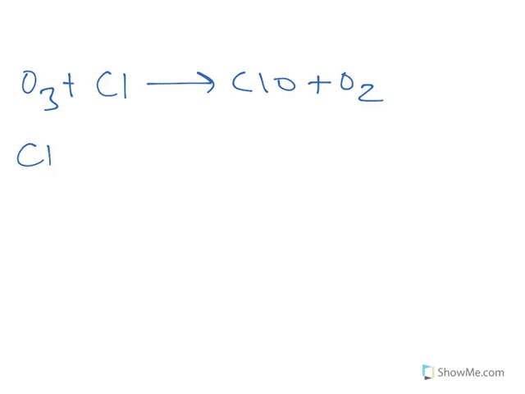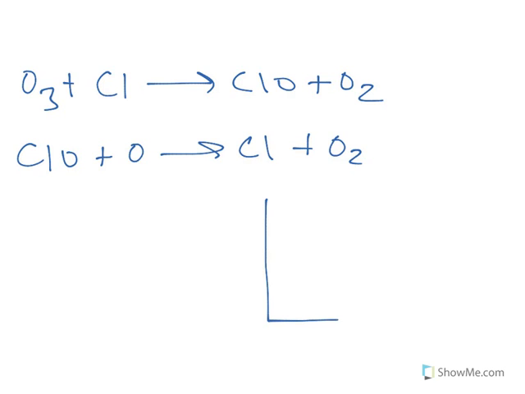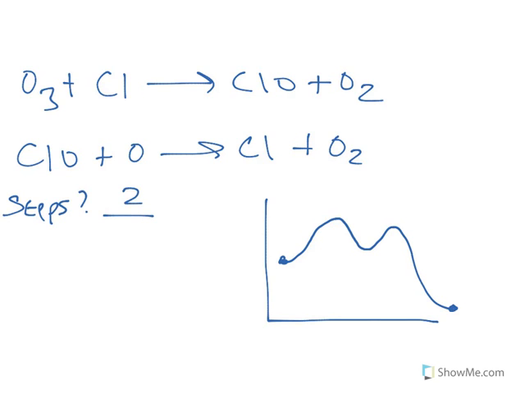Let's look at the catalyzed reaction, where we took O3 plus chlorine gives me ClO plus O2. Then we have ClO plus O goes to Cl plus O2. So its curve looks like that. And how do I know this? Well, let's look. How many steps does this guy have? The answer is 2.